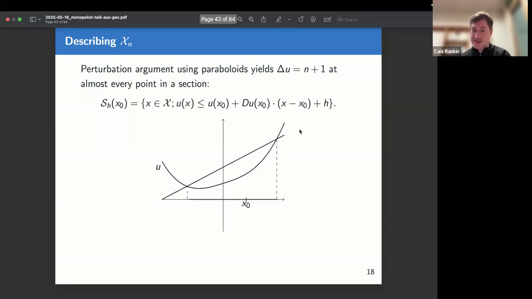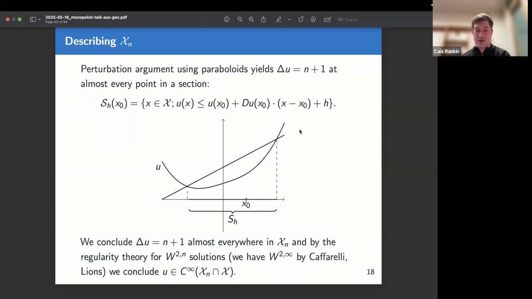That set where u is less than the shifted up affine support is what we call a section of a convex function. We can do perturbations by paraboloids at any points in a section to obtain that the Laplacian of u is equal to n plus 1 almost anywhere in a section that's strictly contained in the domain. And of course, points of strict convexity are contained in sections strictly contained in the domain. So we obtain, first of all, Laplacian u is equal to n plus 1 there, and that our function is C infinity by standard regularity results. So that's actually the W^{2,p} regularity theory, but we have W^{2,infinity} by that C^{1,1} local result I mentioned earlier.